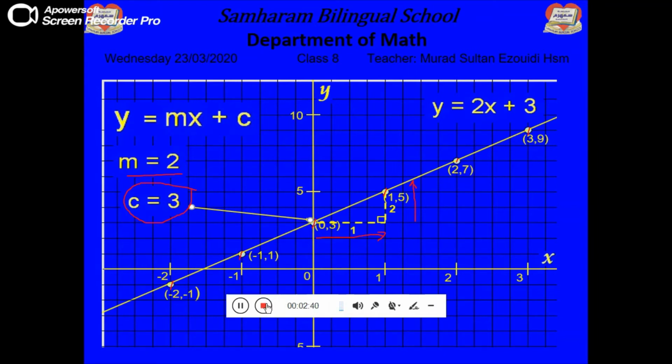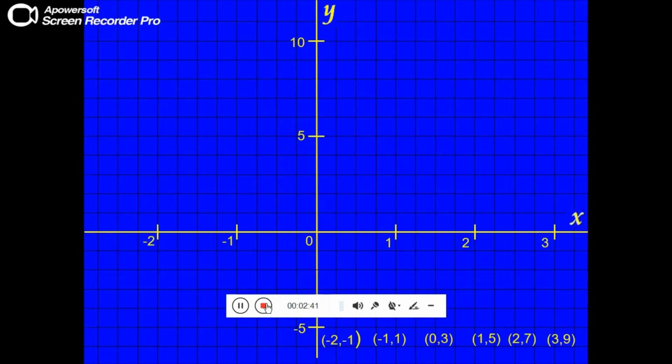Okay, the next one. Here this example is going to be for you, you can do it. The same here, we can draw it. My kids, as we constructed our table of values, we will try to plot these points and draw the line of the equation y equals x plus 3.